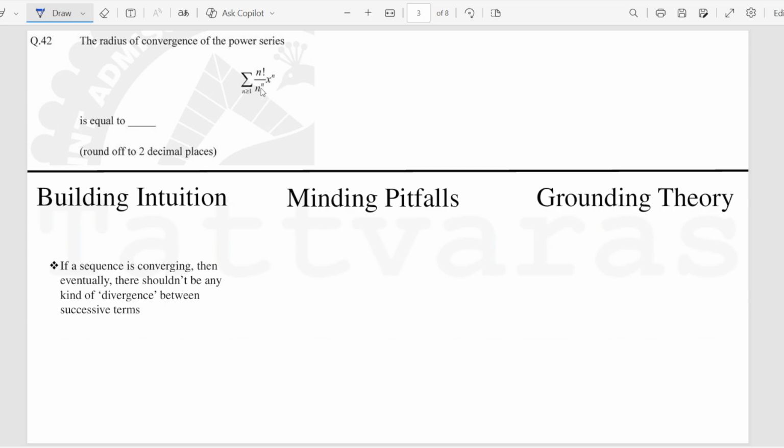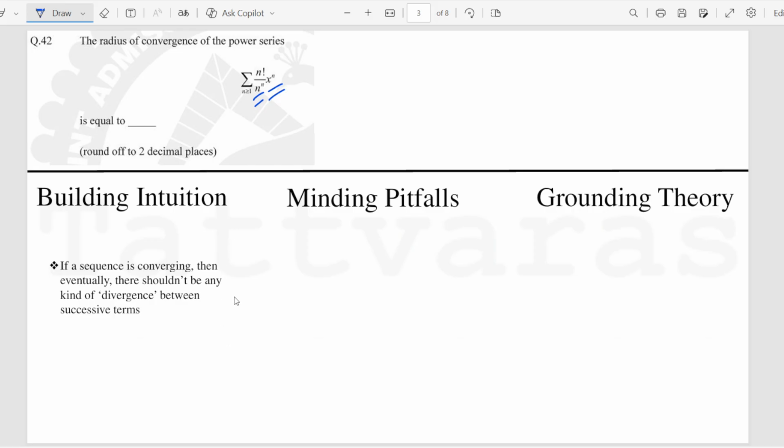The only thing which is a variable in this is x. Even though this n may seem like a variable, it is specified. The values that n is taking are specified. So only x is the unknown. Hence, the radius of convergence is actually implied to be the radius of convergence for x.